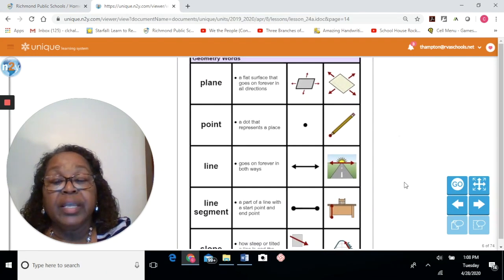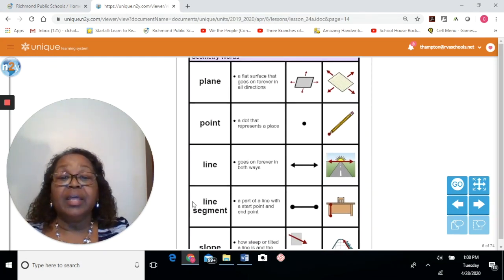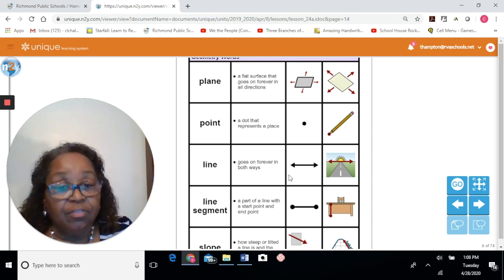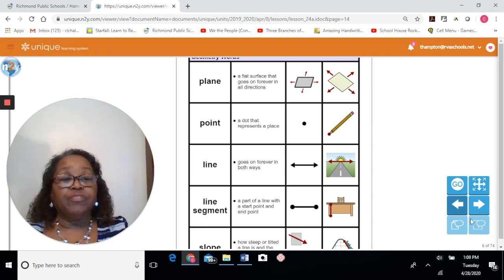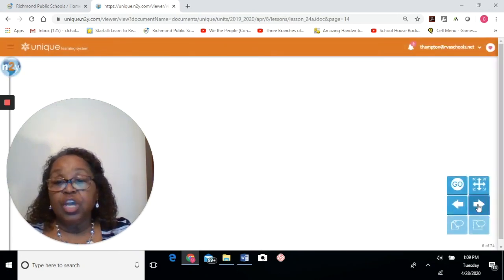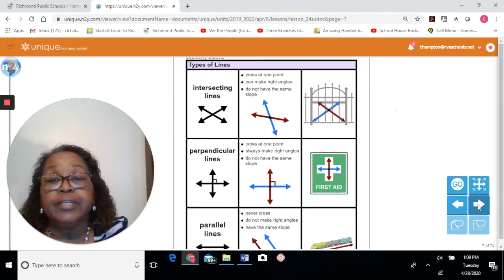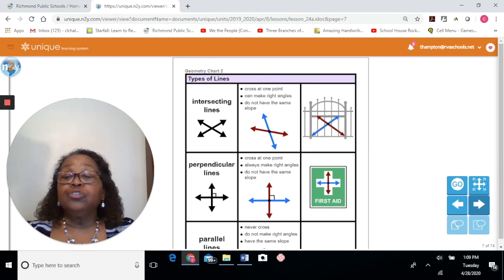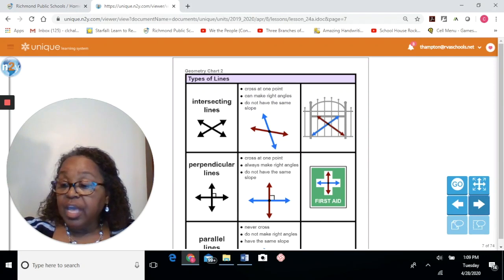I think the part that gets us in geometry is that going on forever thing. A line goes on forever. You have to remember that. That's geometry. We have to accept it for what it is. Okay, so now we have intersecting lines. And to have intersecting lines, you have to have two lines, of course.